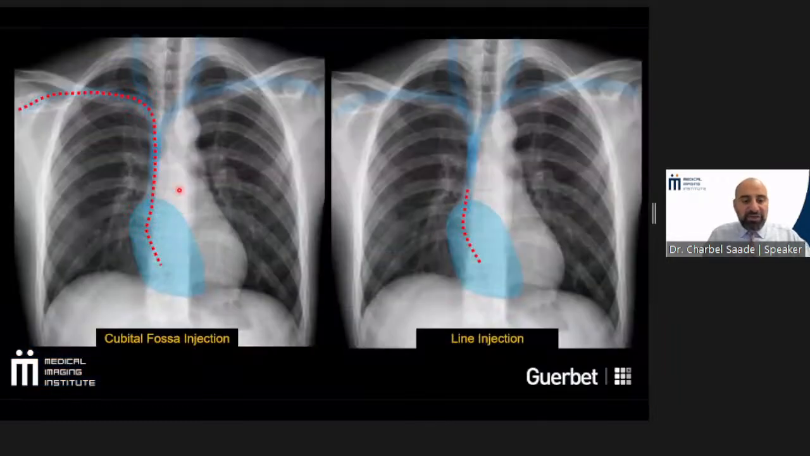And so also when you're looking at the difference between cubital fossa versus line injection, when I inject in the arm, I have to wait so much longer for the contrast to travel through the venous system to the right side of the heart. Whereas if I'm in the central line, it's immediately here. So don't wait 5 seconds for CTPA. You start straight away. For CTA, you start straight away because the contrast is already in the right atrium.